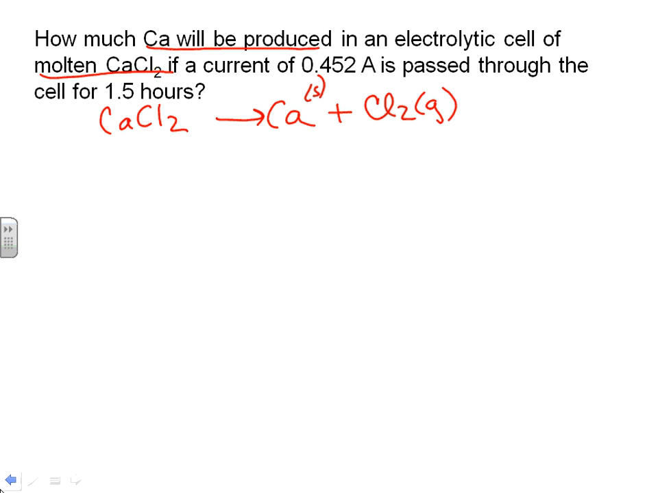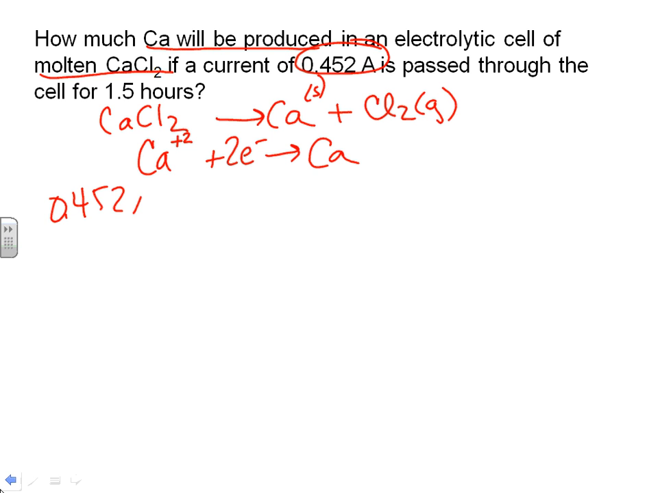We want to separate this out into a half reaction because it is asking us about the calcium. So I'm going to write the calcium half reaction. This is Ca2+ plus 2 electrons goes to Ca. And we're going to see why we need that in a little bit. So this is really describing what is going on in our reaction. And now we can start looking at our numbers. Well, what numbers have they given us? 0.452 amps.